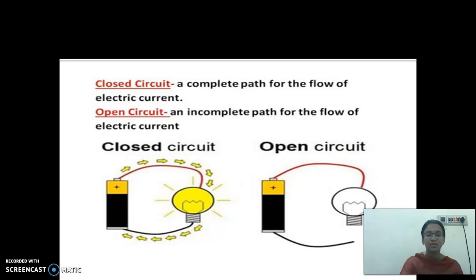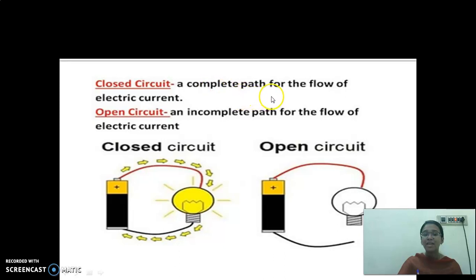Right. Look at here. We have two different circuits, children. One is called a closed circuit and the other one is an open circuit. What are these closed and open circuits, children? Look at here. These points are also not there in your book. Just have a note of it. Okay.